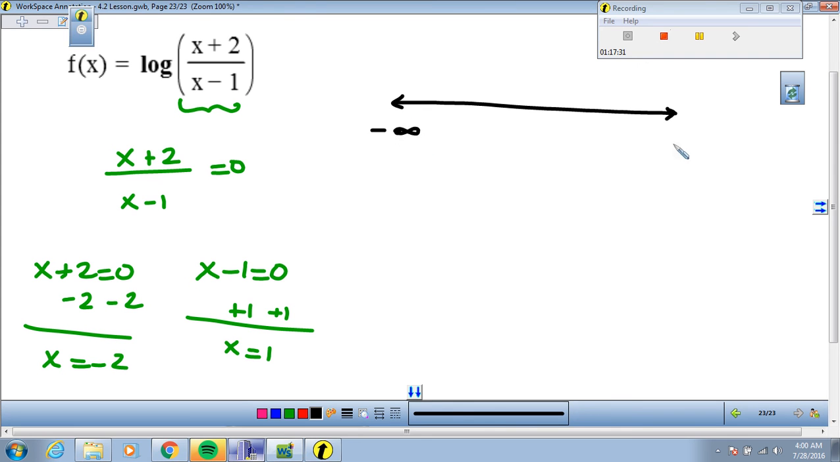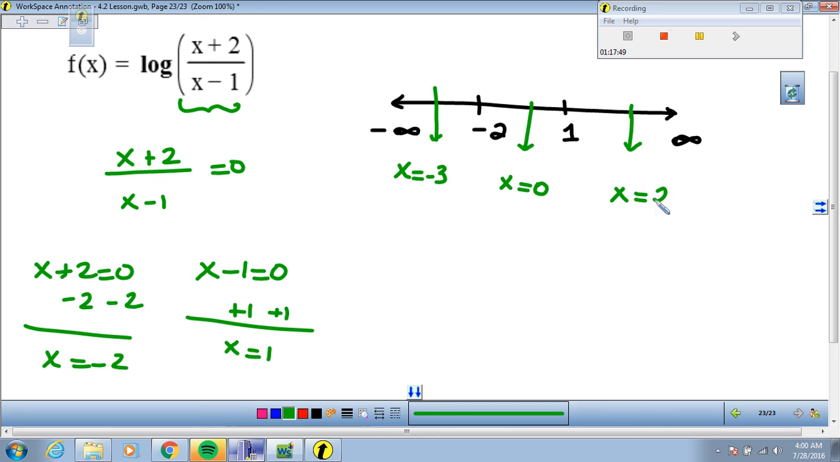Negative infinity, positive infinity, negative 2, and 1. Choose a number before negative 2, negative 3. Choose a number between these two, could be 0, and choose a number after 1, could be 2. So, test them. Negative 3 plus 2 over negative 3 minus 1. And you want to see what that would give you.